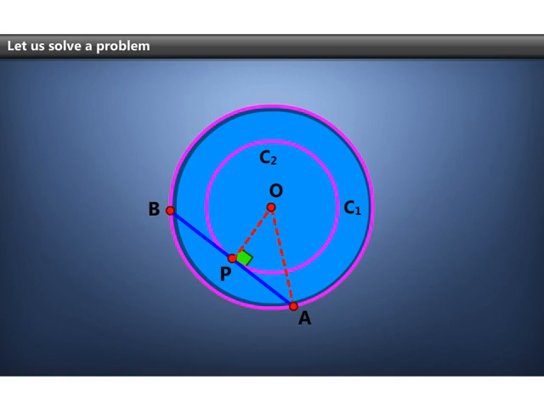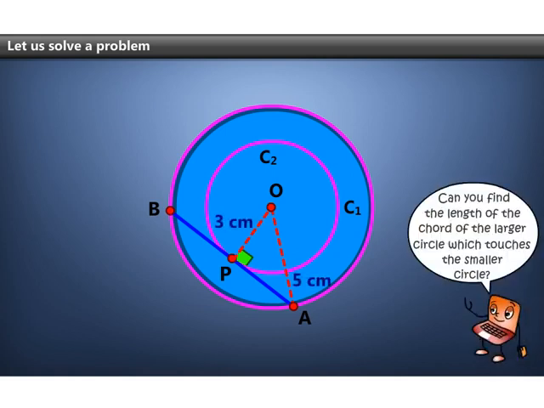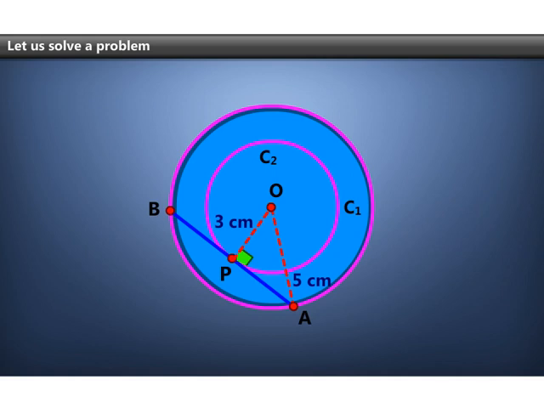If two concentric circles are of radii 5 cm and 3 cm, then can you find the length of the chord of the larger circle which touches the smaller circle? To find this, let us prove a relation between the chord and the concentric circles.